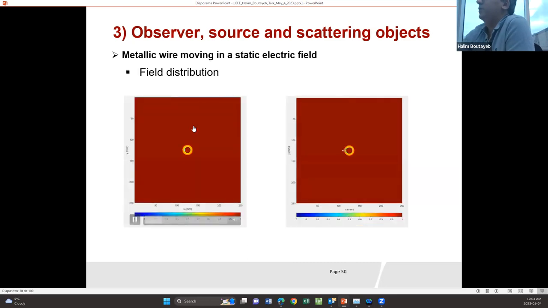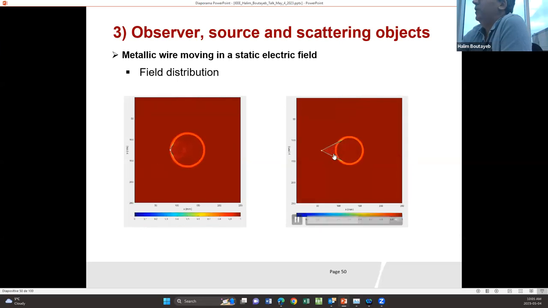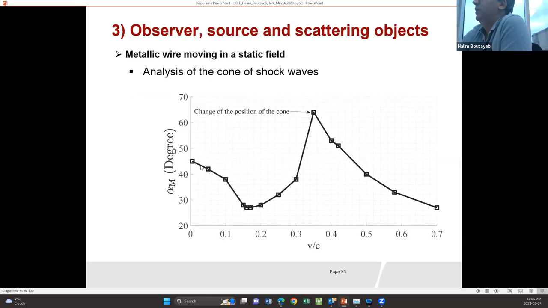In order to see the electromagnetic shock waves with better visualization, we consider, for example, an electrostatic field that we see here in red. And we move a metallic wire. The motion of the metallic wire will change the field, as we see here. And there is this cone of shock waves, as you can see here, depending on the velocity. Here we did some analysis in the FDTD of this angle.